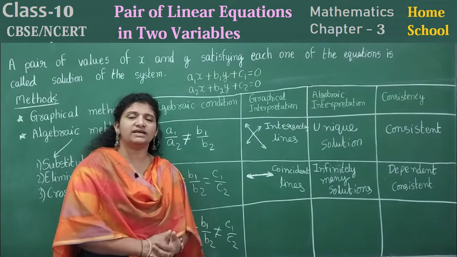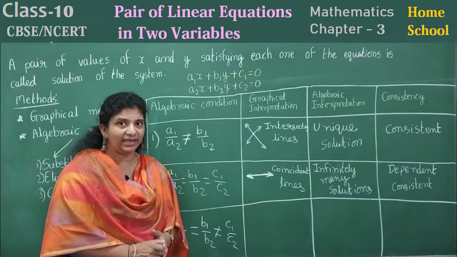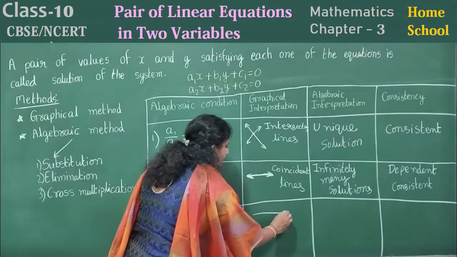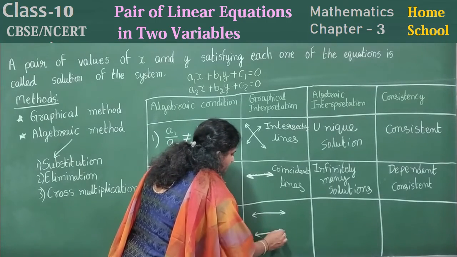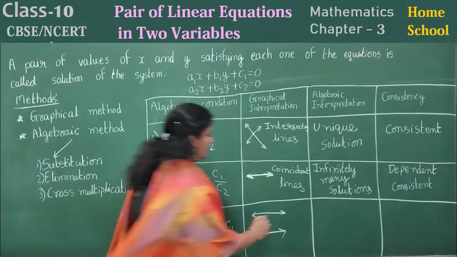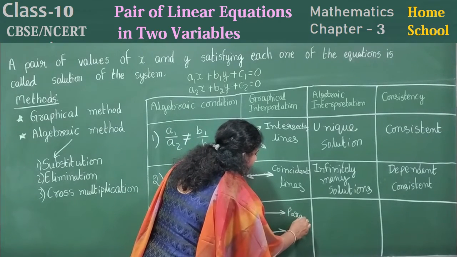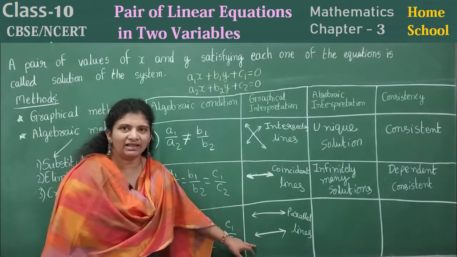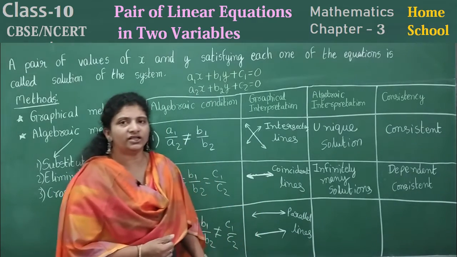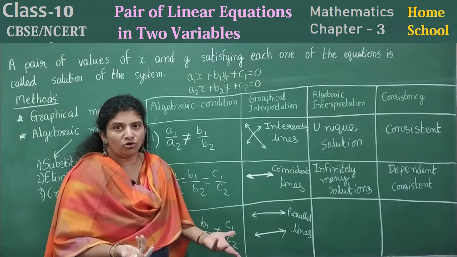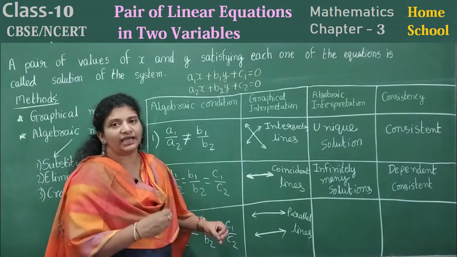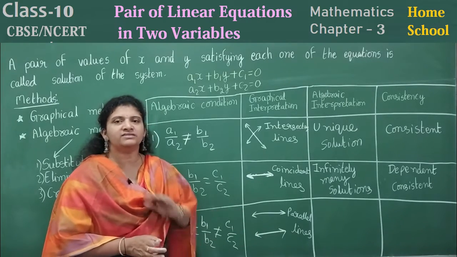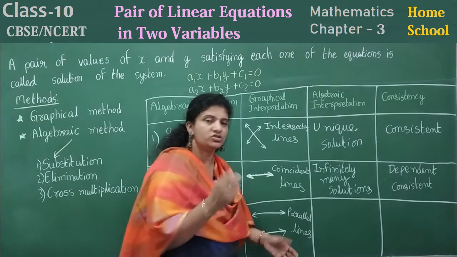What happens? What is the graphical interpretation? The two equations will have two lines. Then how will the two lines be? The two lines will be parallel. So look here, therefore we get the graphical interpretation: parallel lines. Algebraic interpretation: do they have any common solution? No, no solution at all. They are not intersecting at any point. They are not coincident. They are parallel. They never meet. Parallel lines never meet. Therefore, there is no solution.